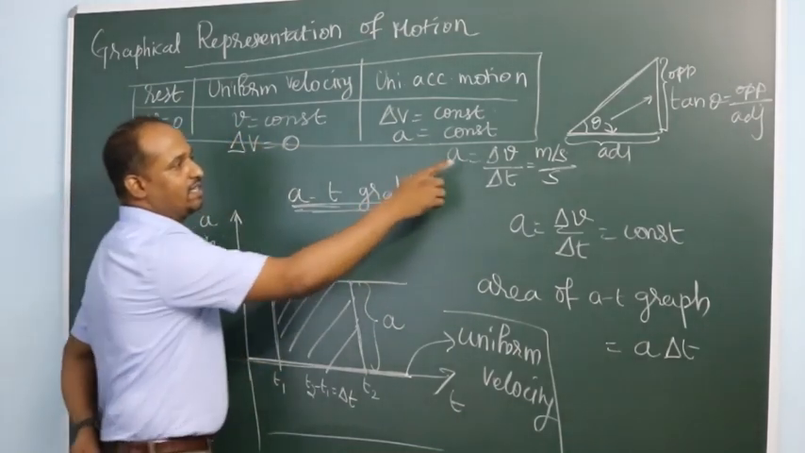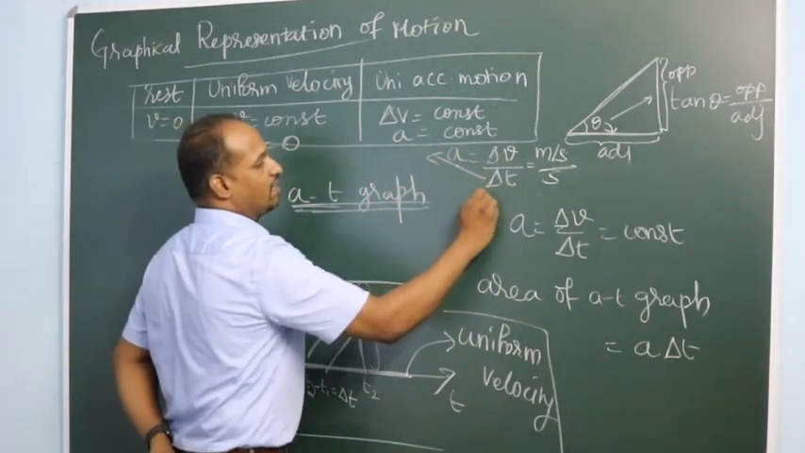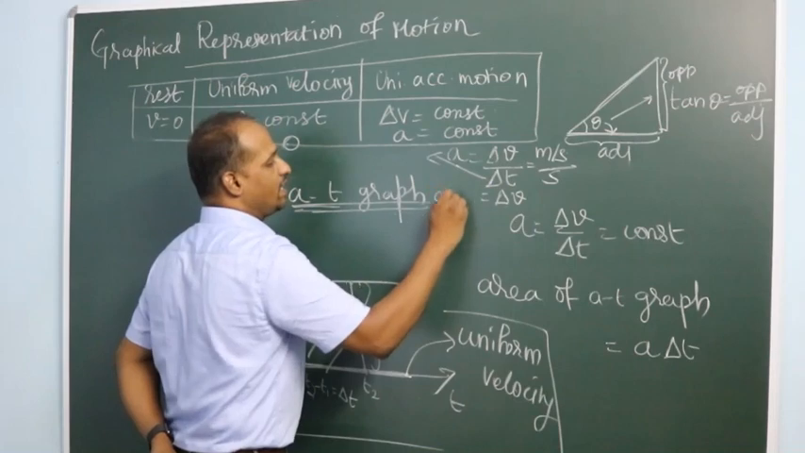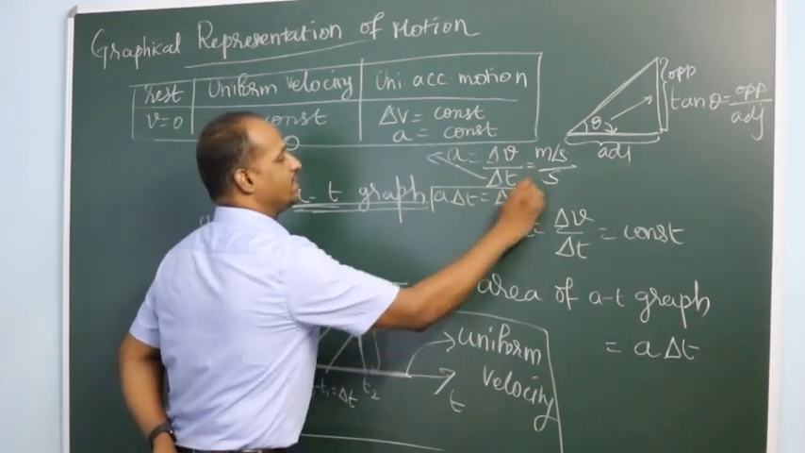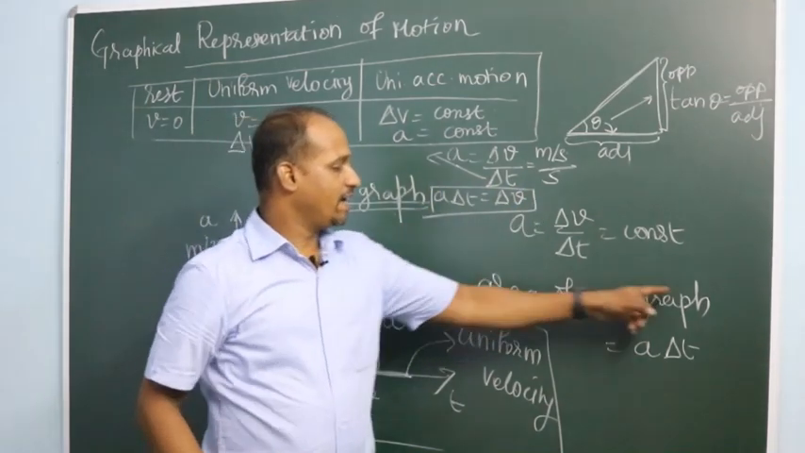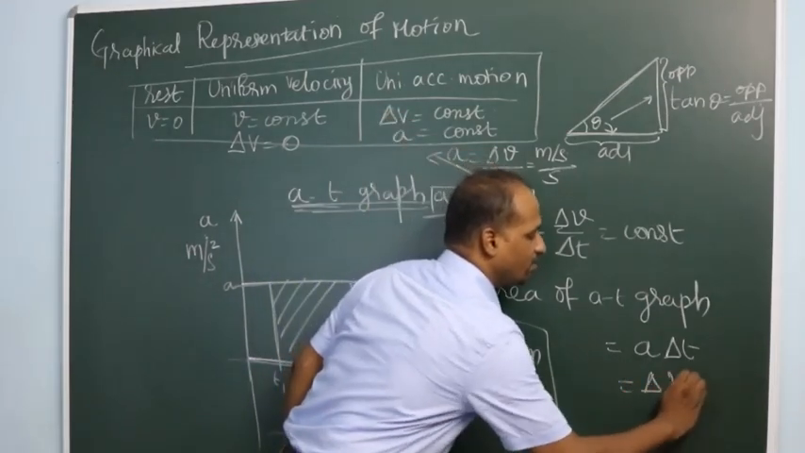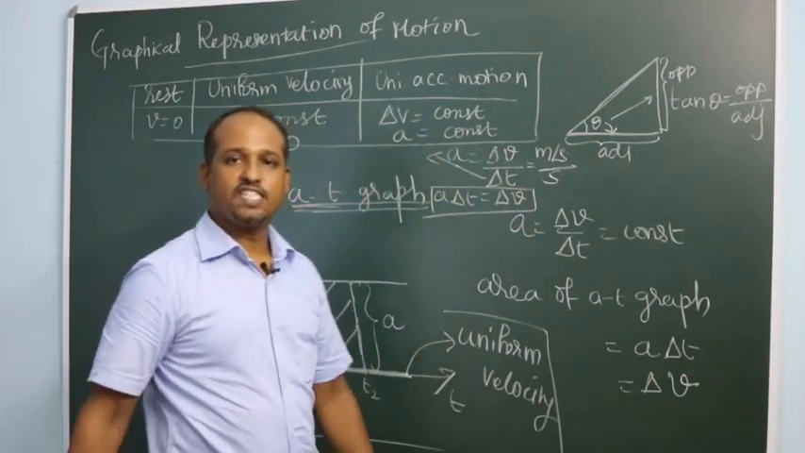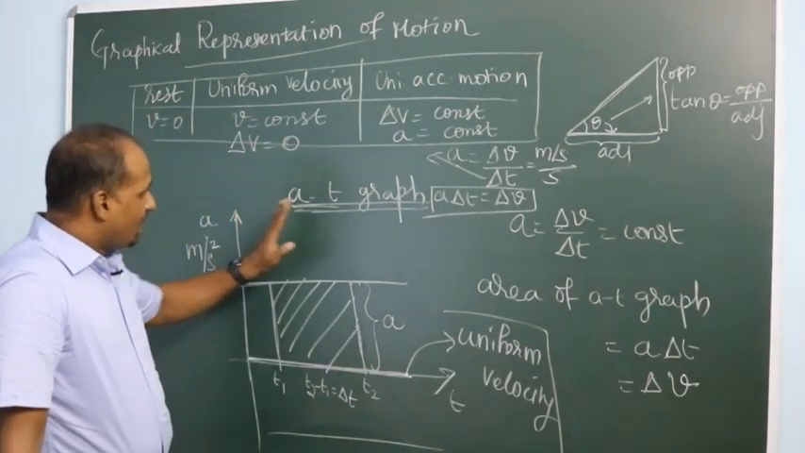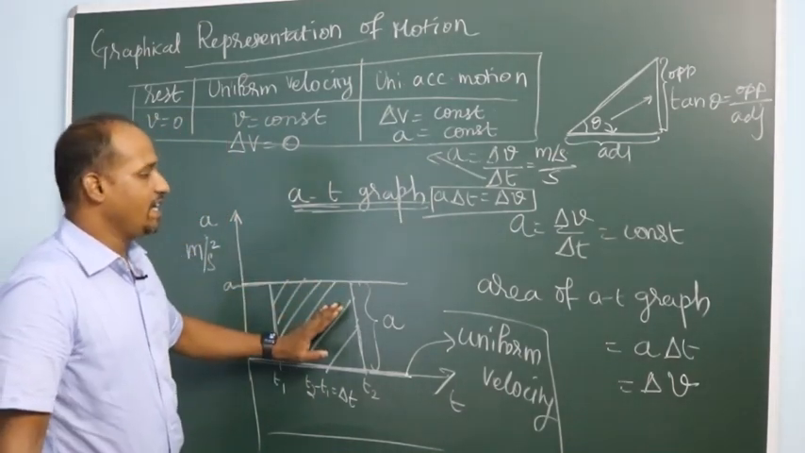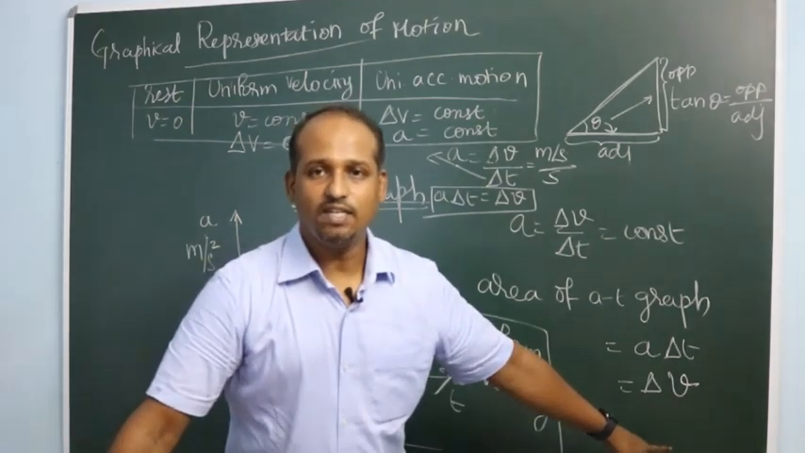Let us look at this. You cross multiply this, delta v is a into delta t. In the same fashion, the area of the graph has come out to be a into delta t. A into delta t is nothing but delta v. Delta v means change in velocity. In an acceleration time graph, if you find the area, that will give you change in velocity.